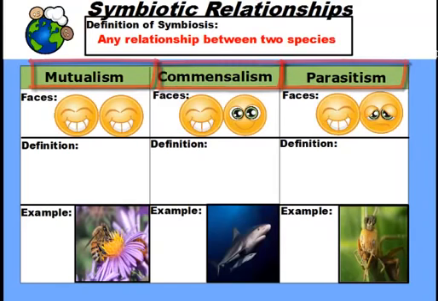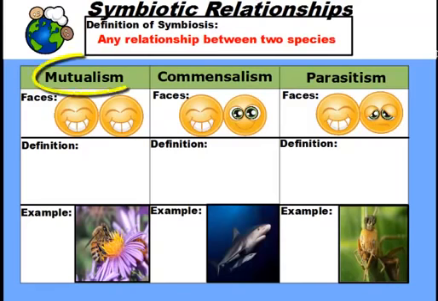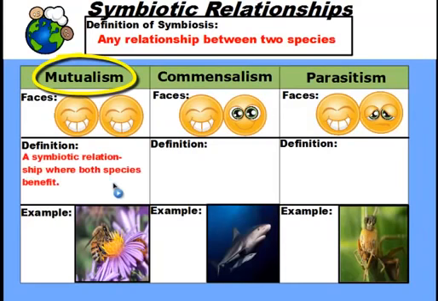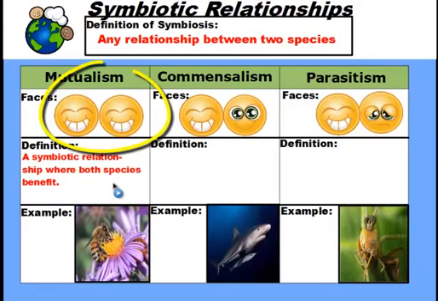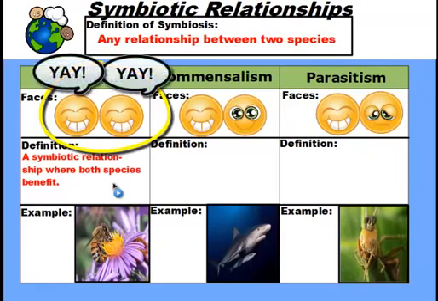Now, each one of these relationships has a different dynamic to it, where parties benefit and don't benefit and so forth. So let's take a closer look at them. First of all, we'll discuss mutualism. Mutualism is a symbiotic relationship where both species benefit. Each member of this pair is going to get something out of this relationship. So that's why in the faces above it, you see them smiling really big because both parties are getting something out of it.